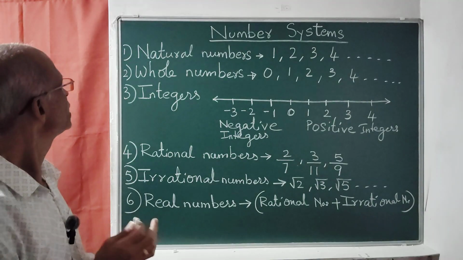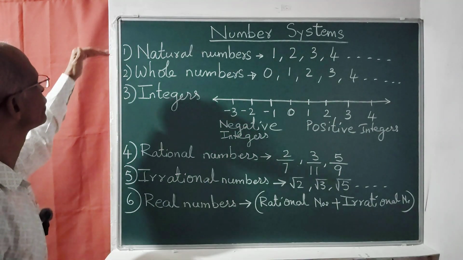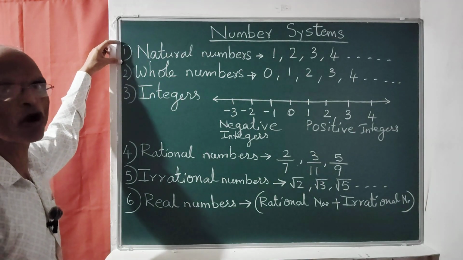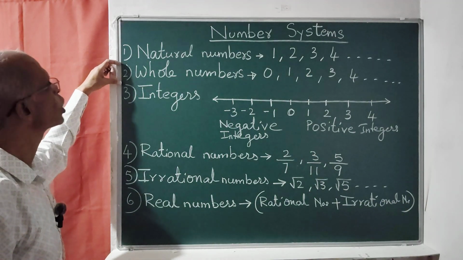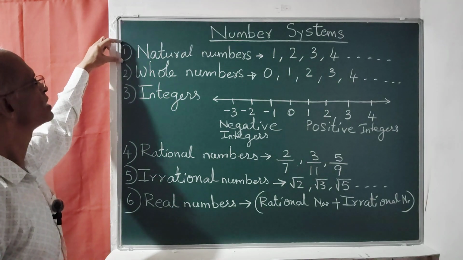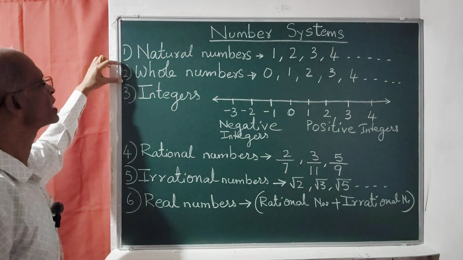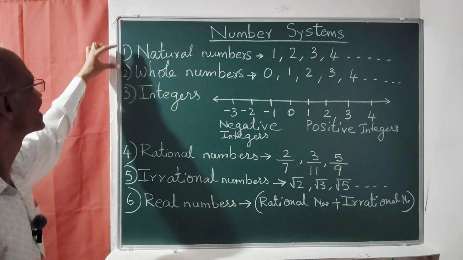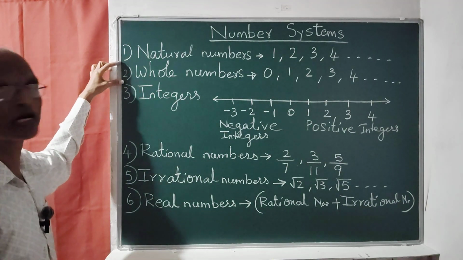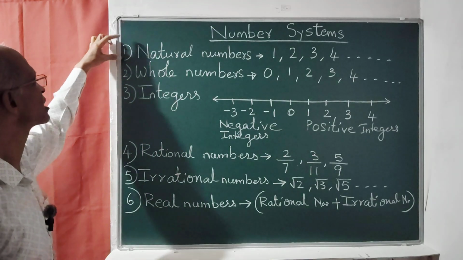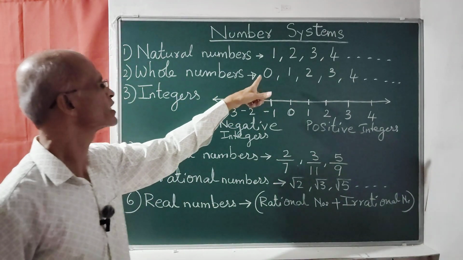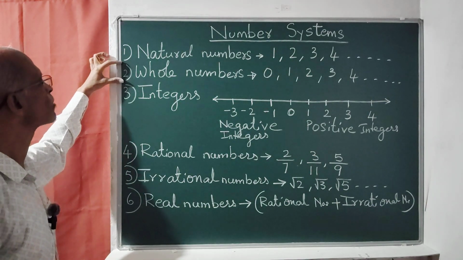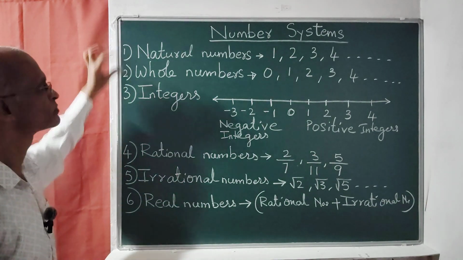Now we can see here all natural numbers can be called whole numbers because all the natural numbers come under whole numbers also. But all whole numbers can't be called natural numbers because 0 is not a natural number.